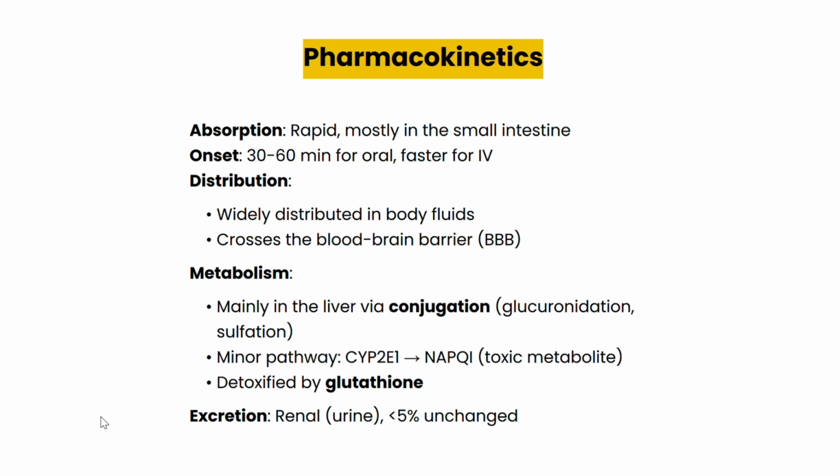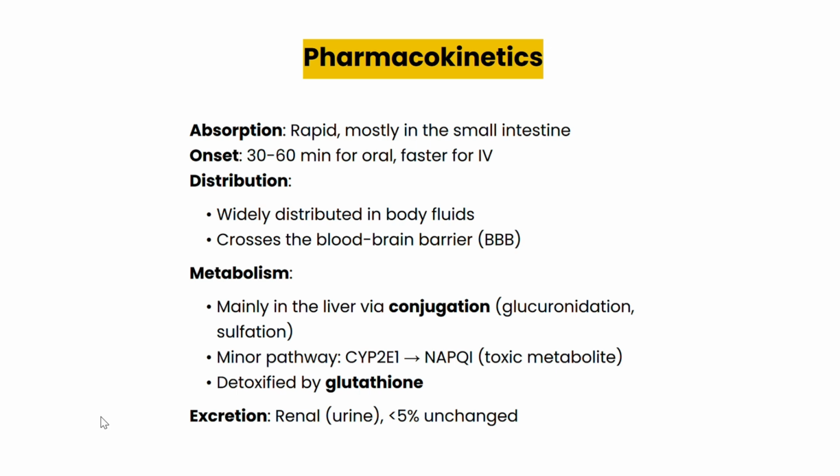Acetaminophen is quickly absorbed from the small intestine with an onset of action of about 30 to 60 minutes for oral forms. It is widely distributed in the body and can cross the blood-brain barrier, making it effective for CNS-related pain relief. The liver metabolizes acetaminophen mainly through glucuronidation and sulfation pathways.